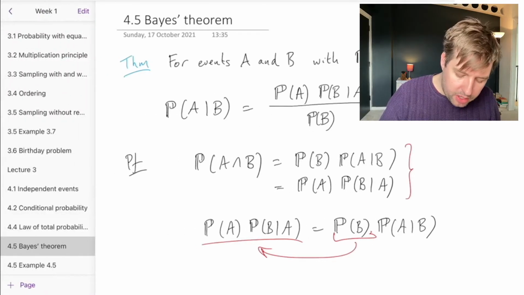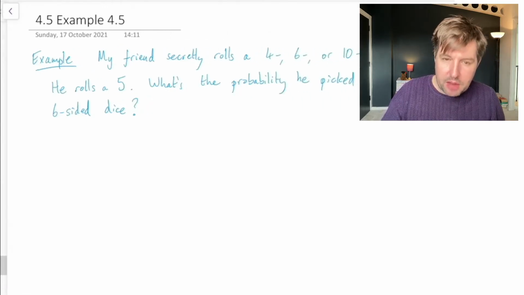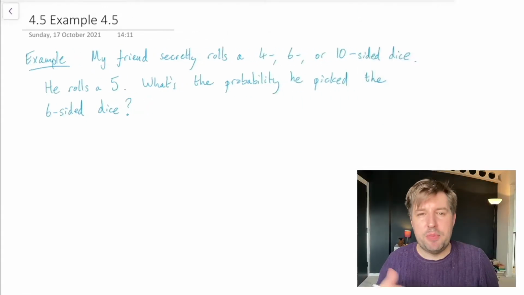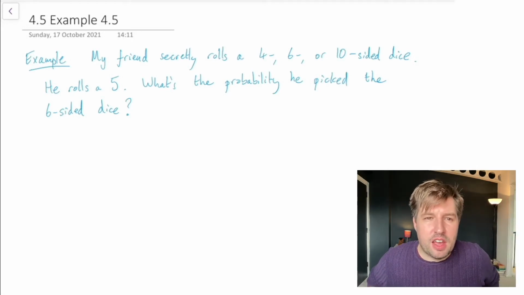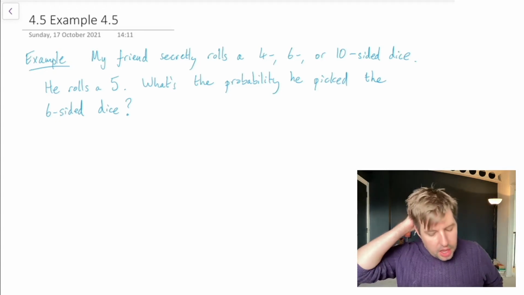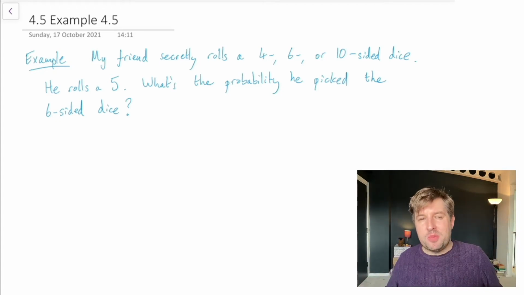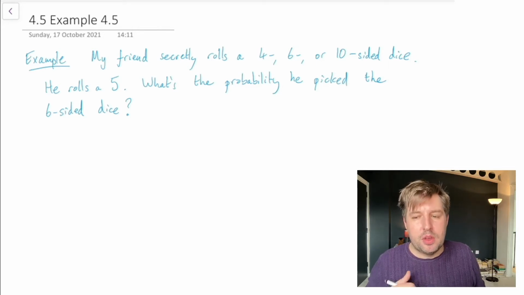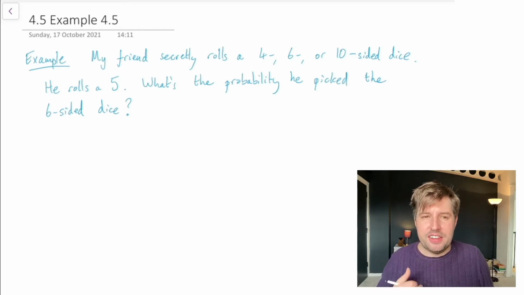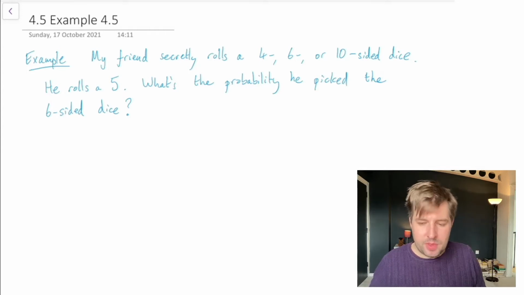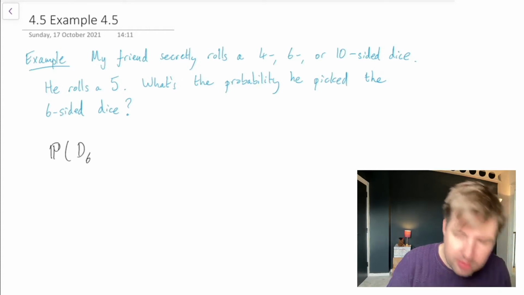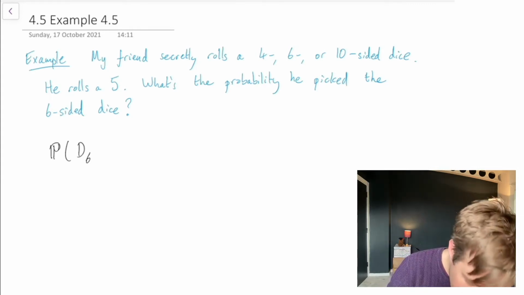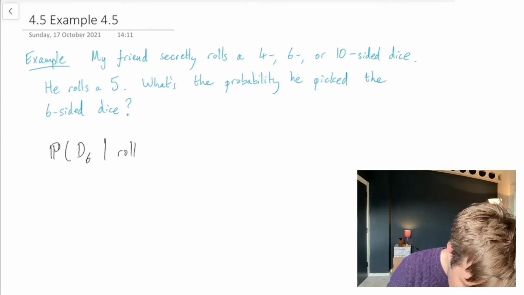Now let's see one way we can use Bayes' theorem. And we're slightly going back here to an example. It's a bit similar to an example we had earlier. So my friend is picking his 4, 6, or 10-sided dice, equally likely. But he does it in secret and then tells me he's rolled a 5. What's the probability he picked the 6-sided dice? So if we think what this question is asking for, it's asking for the probability of the 6-sided dice. Remember that we use the notation D6 for that. Given he rolled a 5.